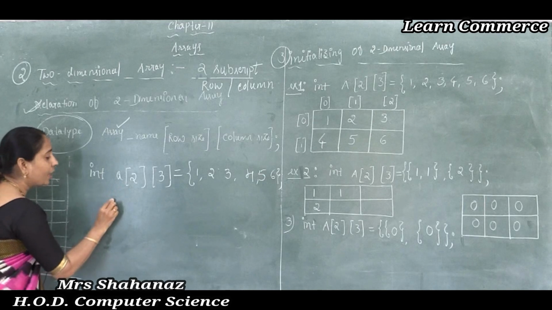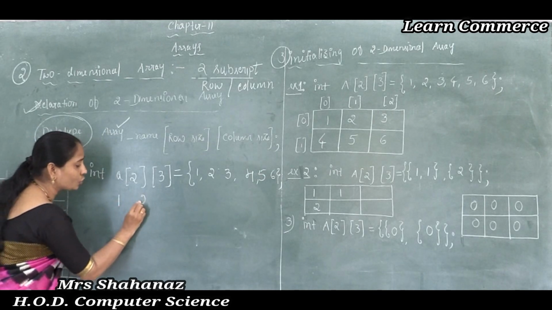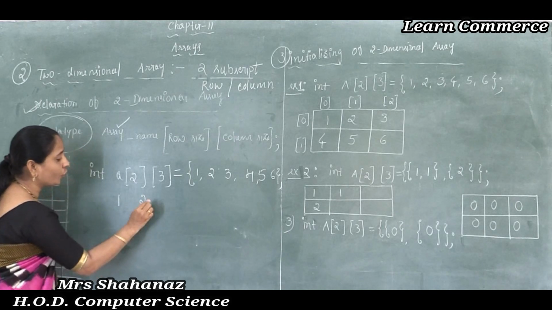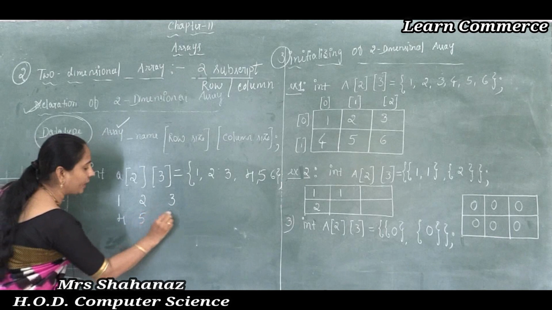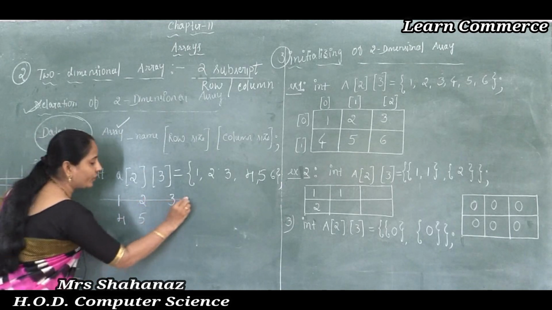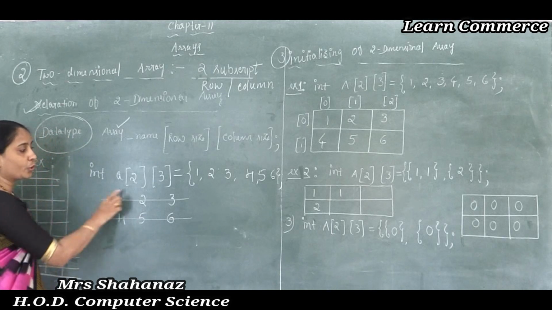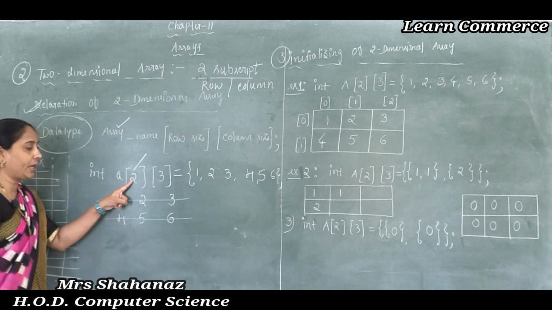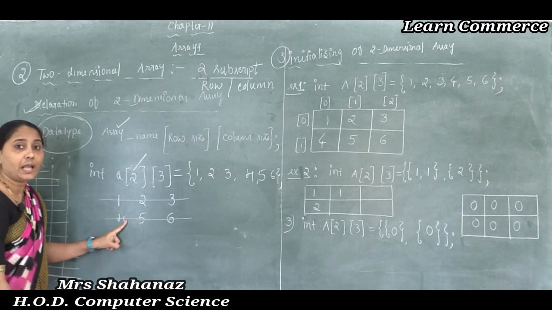As we know that 2 rows are there. 2 rows means here 1, 2. Correct me here? 1, 2, and next 3, and next 4, 5, 6. So how many rows? We can say this one is the first row, this one is the second row. So 2 rows we completed.